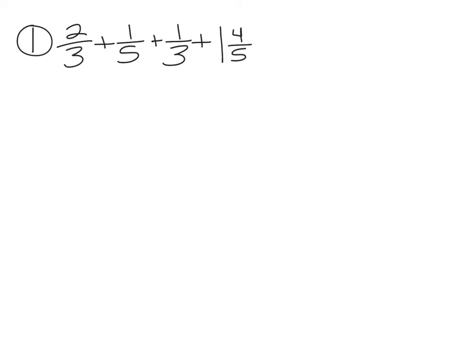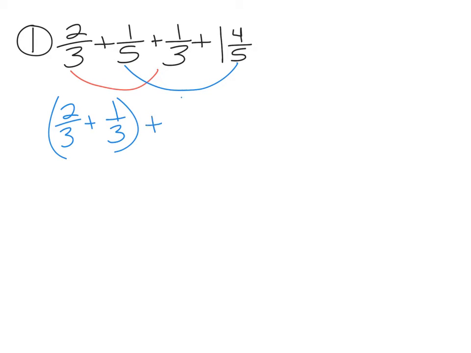2/3 plus 1/5 plus 1/3 plus 1 4/5. Well, what do you notice about those denominators? Some are alike and some are not. So I can group the ones that have the same denominator. So 2/3 plus 1/3 plus 1/5 plus 1 4/5. So let's add the like denominators.